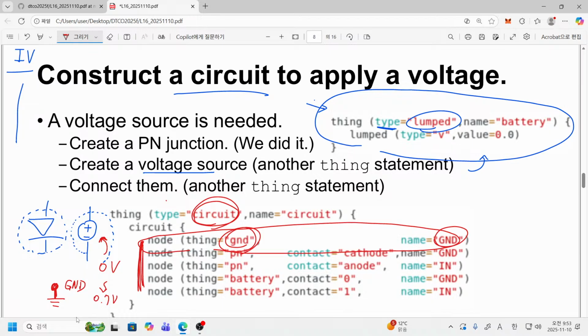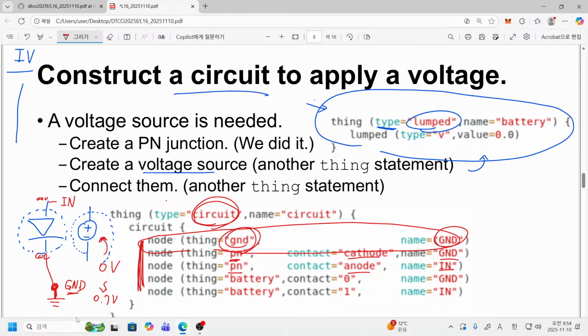Then now we have a PN, and it has a cathode and an anode. Where is the cathode and where is the anode? This is the cathode and this is the anode, and it means that the cathode is connected to the ground. In the other case, the anode is connected to a circuit node called in here.